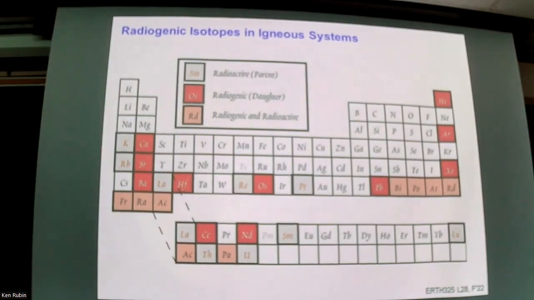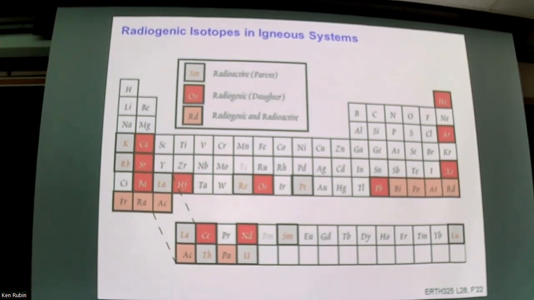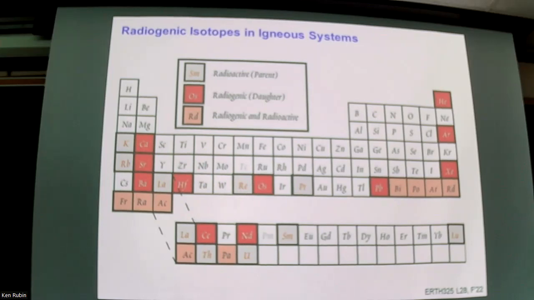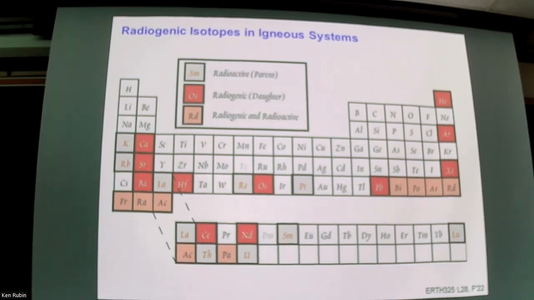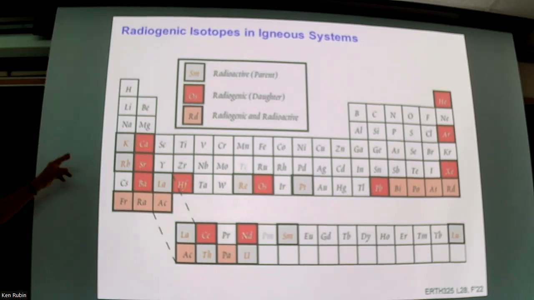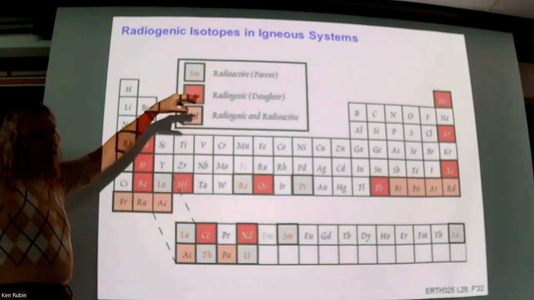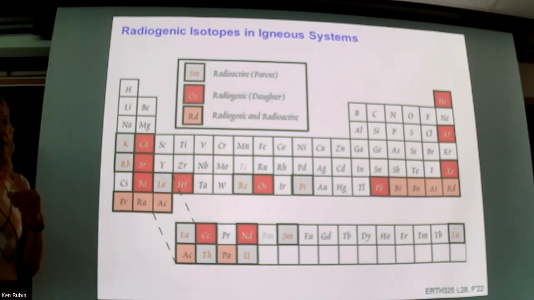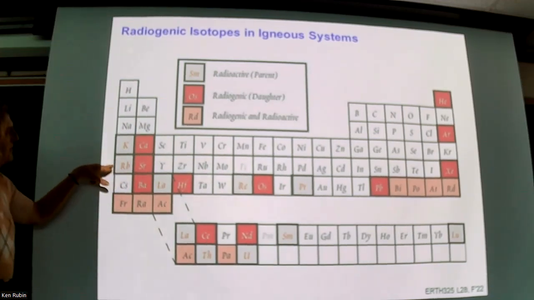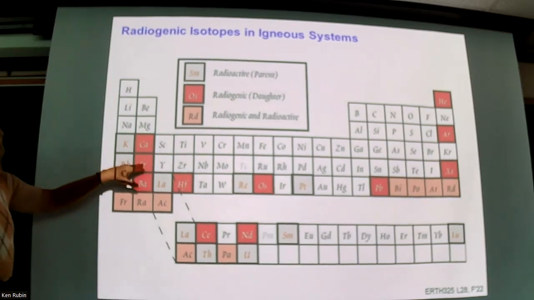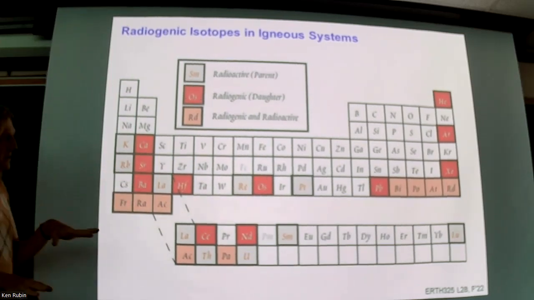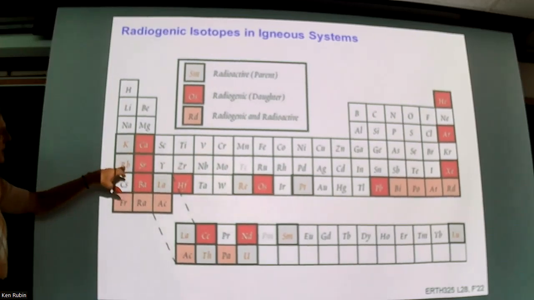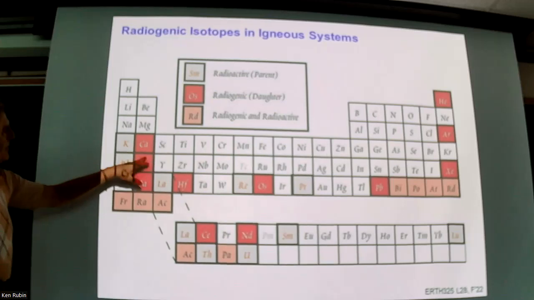This is a table from the reading that basically just shows you some of the elements that people use. It's a periodic chart, and you can ignore the things that are in white because we're not going to talk about them. But the elements that are in this light gray are radioactive parents. I've been talking about the rubidium-strontium system already. Rubidium is a parent, so it's listed in gray. Strontium is a daughter, not all the isotopes of strontium, one isotope, strontium-87, from rubidium-87. So this is a parent-daughter pair.